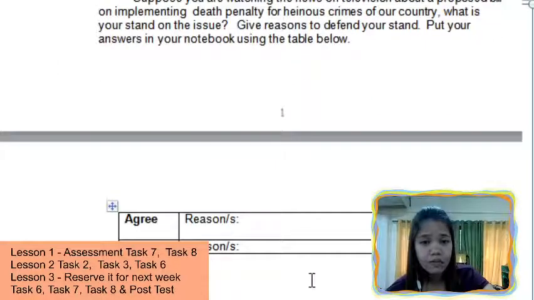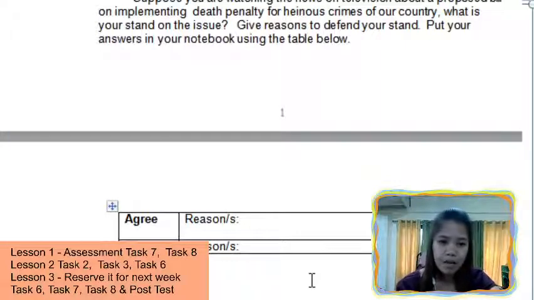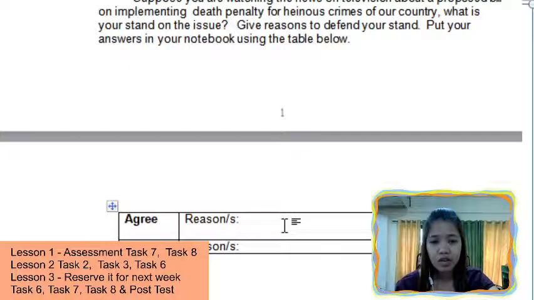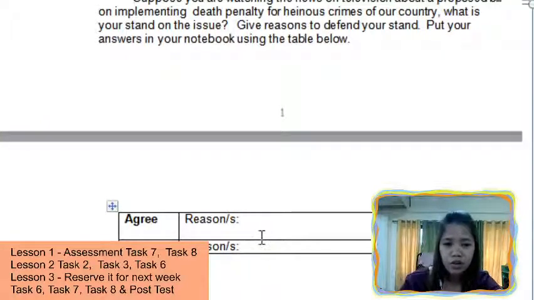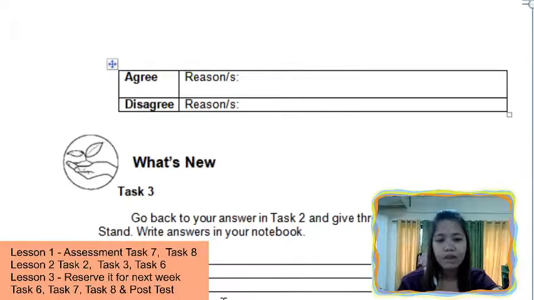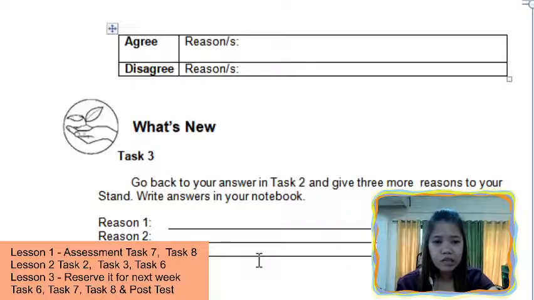Do you agree with the implementation of death penalty? If you agree, what is your reason or your reasons? If you disagree, same question, what are your reasons or what is your reason? You are required to work on this task. Kailangan mag-isip. Task 3 also, you base your answers in task 2. Go back to your answer in task 2 and give 3 more reasons to your stand.